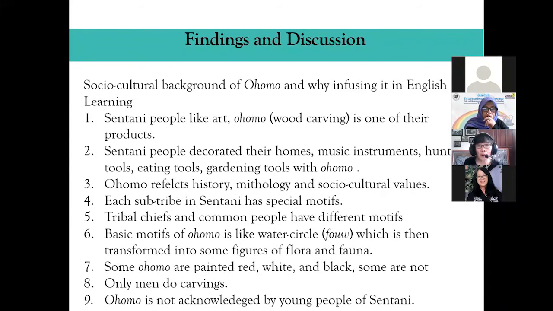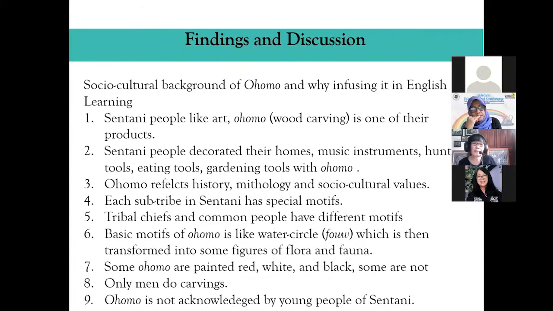Sociocultural background of Homo and why infusing it in English learning. Number one is the fact that some Sentani people like art, and Homo wood carving is one of their products. Second, some Sentani people decorated their homes, music instruments, hunting tools, eating tools, and gardening tools with Homo. And Homo reflects history, mythology, and also sociocultural values.